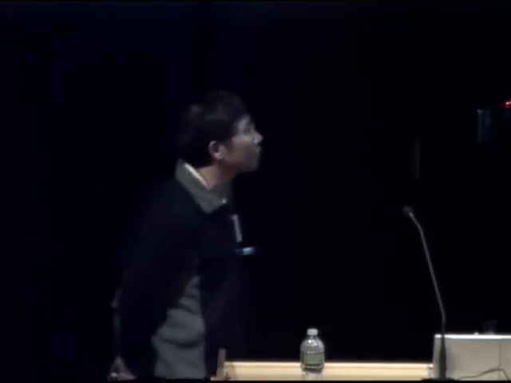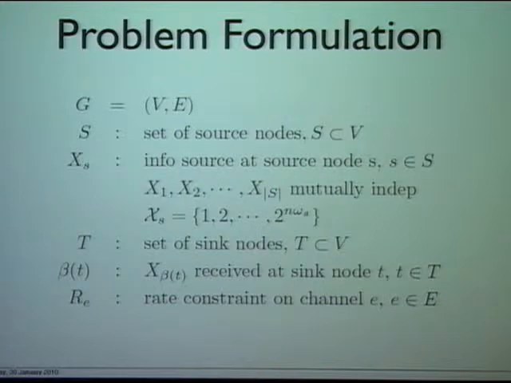This is the problem formulation for multi-source network coding. It is on an acyclic graph. Here we let G be an acyclic graph denoted by V and E. As usual, V is the set of all nodes, and E is the set of all edges. S is the set of source nodes, where S is a subset of V. These are the nodes at which information sources are generated, and we let X sub s, with small s, be the information source generated at source node s.